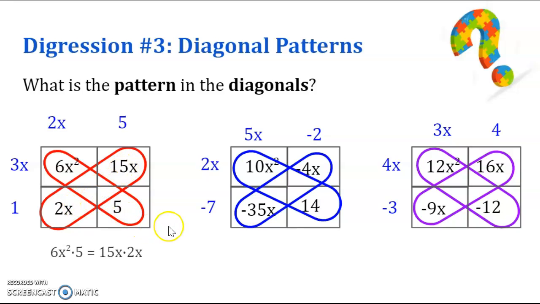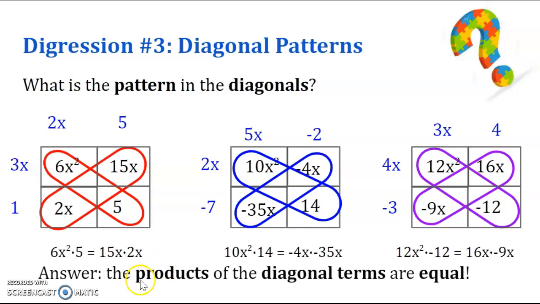Well, it should be the same as the grouping symbol. The diagonals are always going to end with the same product. 6x squared times 5 is 30x squared, and 15x times 2x is 30x squared as well. So the answer is the product of the diagonal terms is always going to be equal.